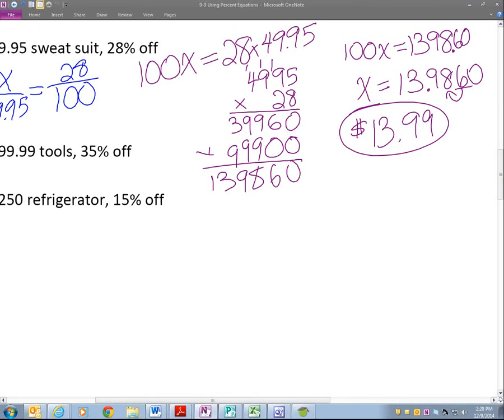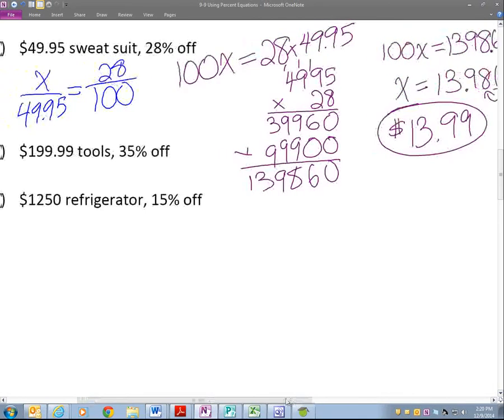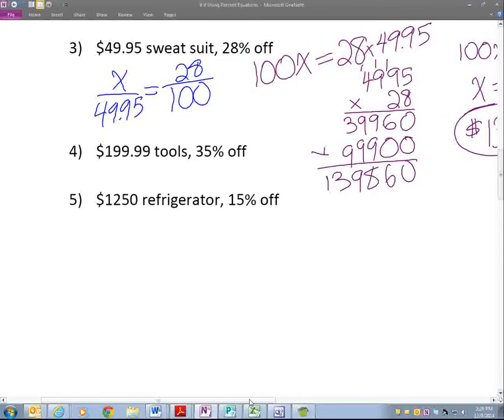For the next two, we're just going to set them up because we've been doing this for days, and I don't want to waste time on that. I want to make more time for doing the interest. So we have $199.99 tools at 35% off only at Rural King. I like that store.